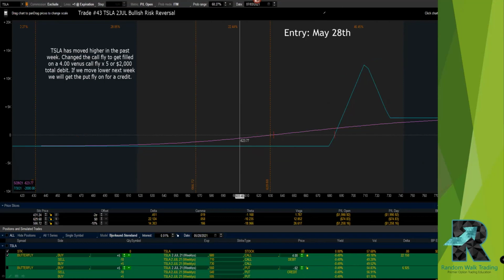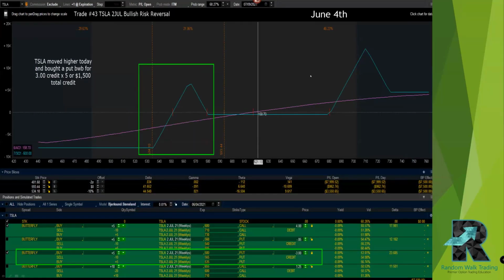So that was on May 28th. We got $2,000 on the line. Tesla goes south, and we did put that broken wing butterfly on for a $3 credit. So we bought a Venus butterfly for $4, and then we put on a put broken wing butterfly and got a $3 credit. So this is our Venus, and this one is the Venus put fly, and we changed the strikes because the market went down, and I was trying to get some money to pay for it.